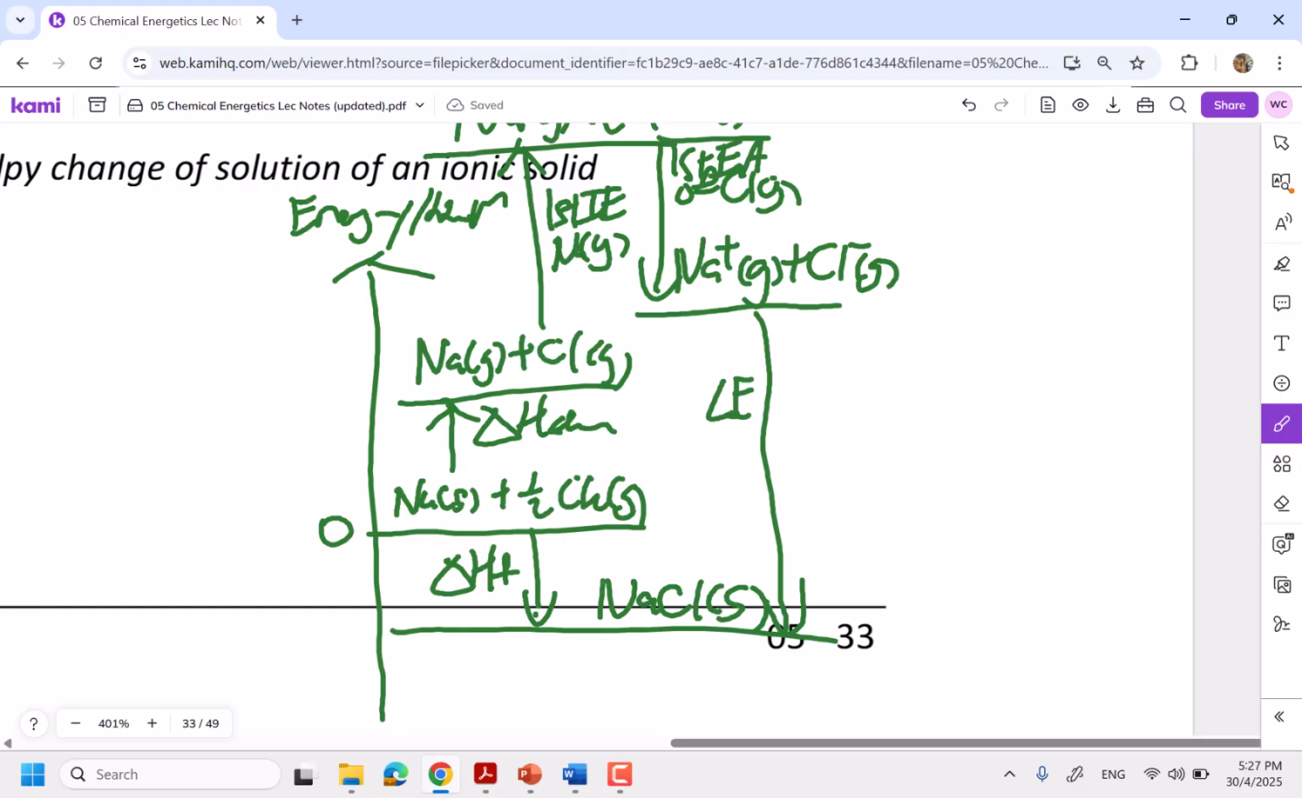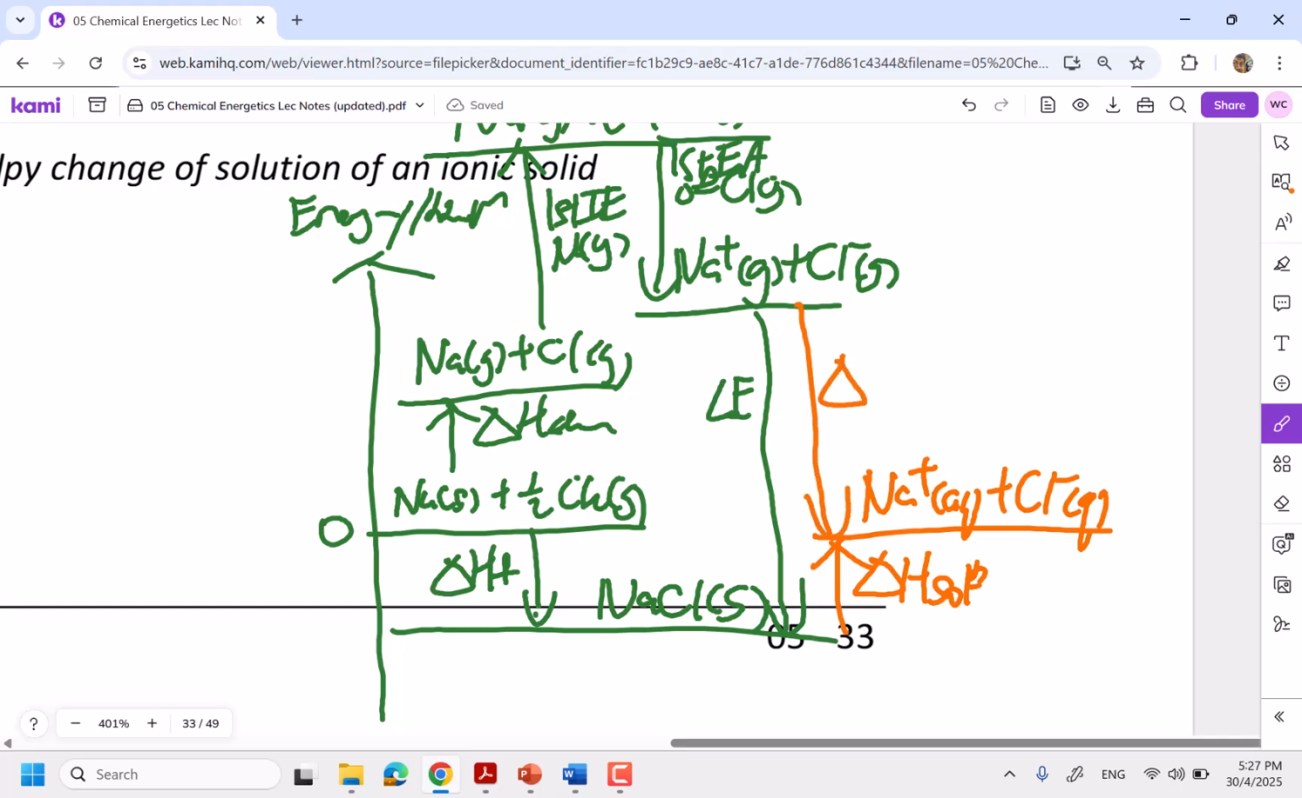So I'm going to use this part to complete the enthalpy change of hydration. You know that if I'm going to have another line here, Na+ aqueous plus Cl- aqueous, then this will be defining the enthalpy change of solution, and this will be defining the enthalpy change of hydration of Na+ gaseous and Cl- gaseous.